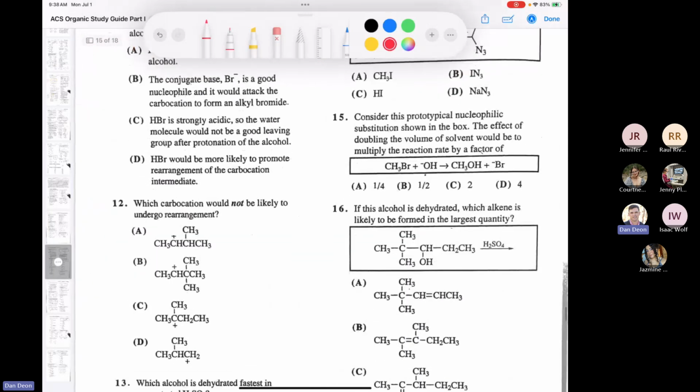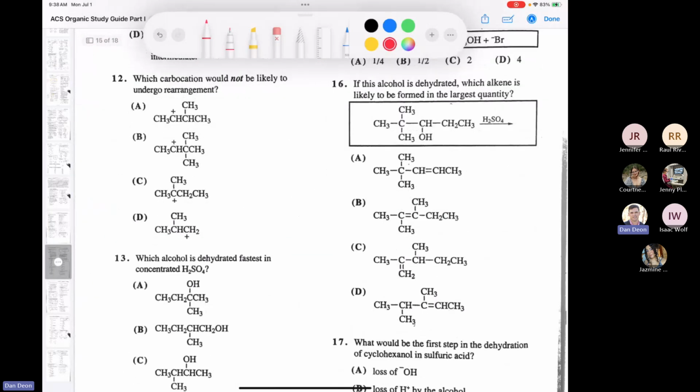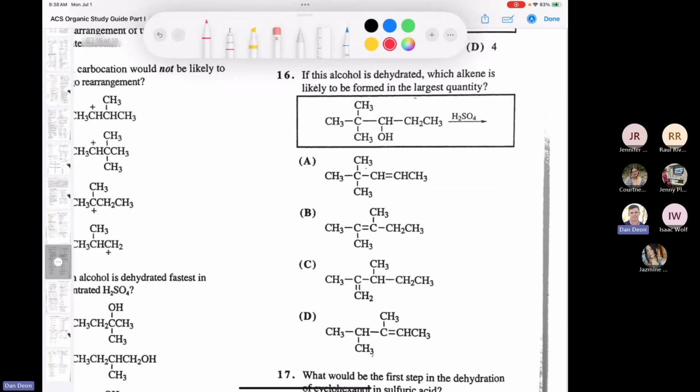I wanted to look at number 16 with you. It says, if this alcohol is dehydrated, which alkene is likely to be formed in the largest quantity? It's a good question, because it's just asking which one's going to be formed in the greatest amount. Do you remember what kind of alkene we're going to get when we treat an alcohol with sulfuric acid? I told you this was one of my favorite reactions. They didn't include heat here. It's neither here nor there. You don't always have to heat it up, but you could put heat here if you wanted.